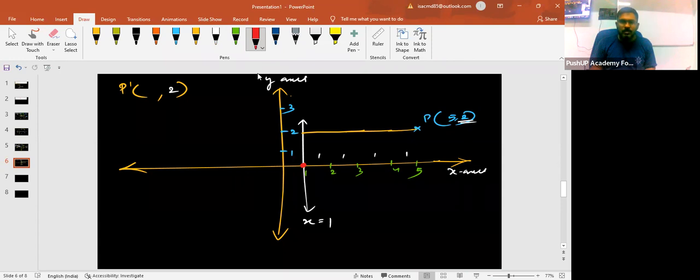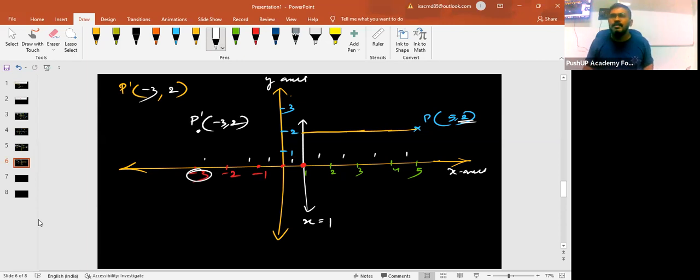So, first it will reach the origin, then -1, then -2, and then -3. Have I covered 4 units? 1, 1, 1, 1. Yes. Where will it reach? -3. So where will be your image over here? P dash is -3, comma 2. Understood? This is a very easy technique, children. When a point is getting reflected in a line parallel to the y-axis, no change in the y coordinate. The only change happens in the x coordinate.